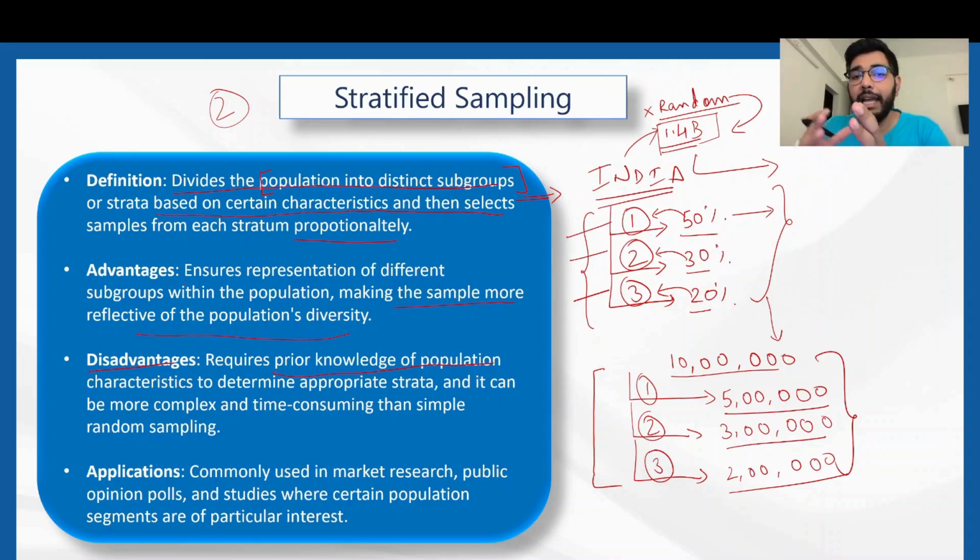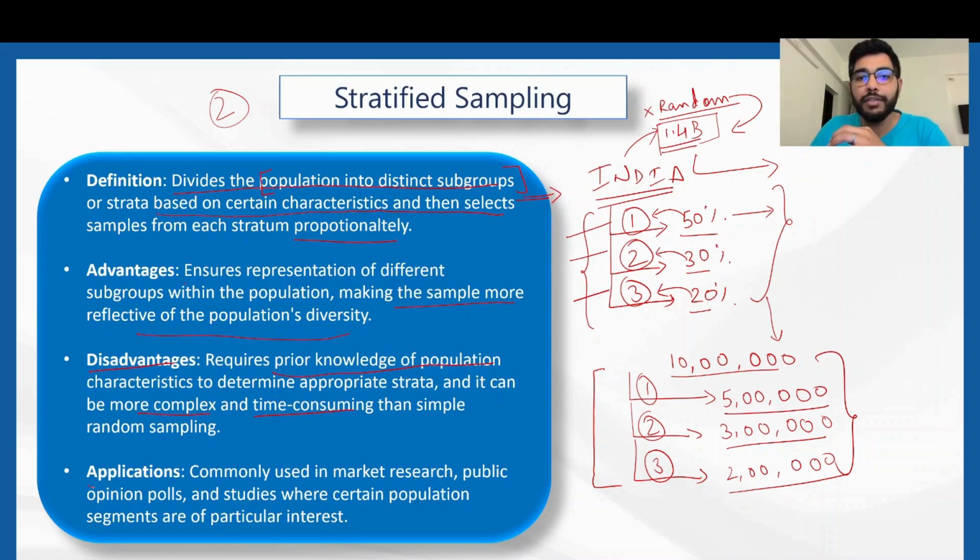And then secondly, I need to have the knowledge of what percentage of the overall population resides in each of these states, right? This is the prior knowledge that I need to have regarding the characteristics of the population, in our case India, and also regarding the subgroups, that is the states in our country. So as compared to random sampling, stratified sampling becomes a bit more complex and time consuming. This is one of the disadvantages of stratified sampling as compared to random sampling.